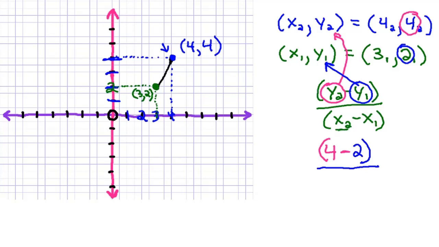x2, which is going to be this 4 right up here. That's your x2. That's your x value on the second point, the end point. That's a 4.